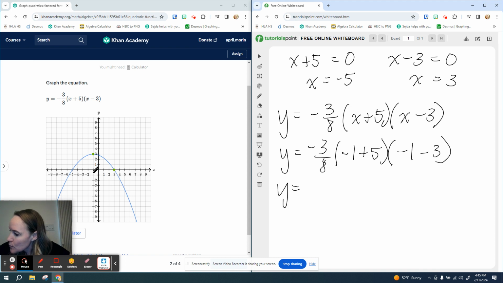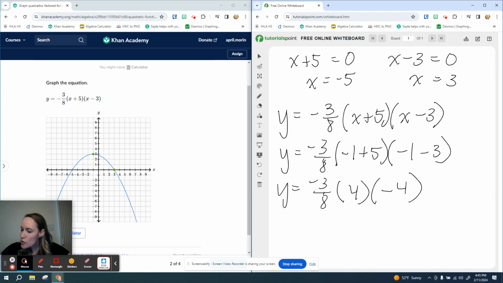Okay, so I have y equals -3/8. And then I have a value of -1 plus 5 is going to be +4. And then I have -1 minus 3, which is -4. Okay, so I can rewrite this 8 as 2 times 4. So I can cross out one of those 4s. And then I can rewrite this -4 as -2 times +2. So I have a +2 down here, and I can cancel out those 2's. So now all I have are whole numbers. Yay, because I hate dealing with fractions, right?